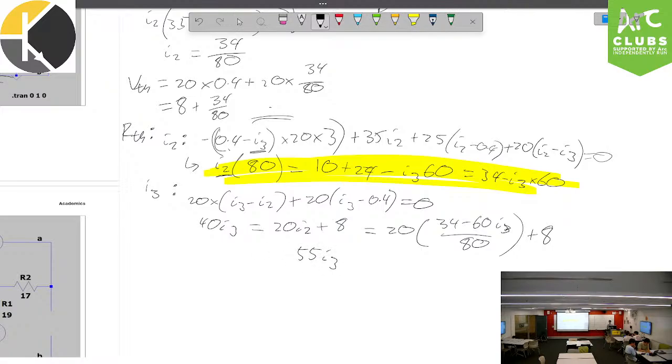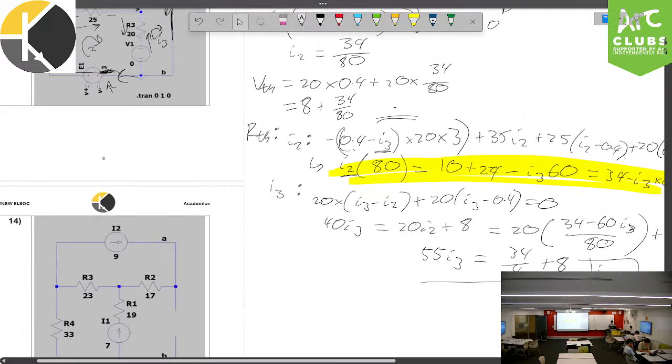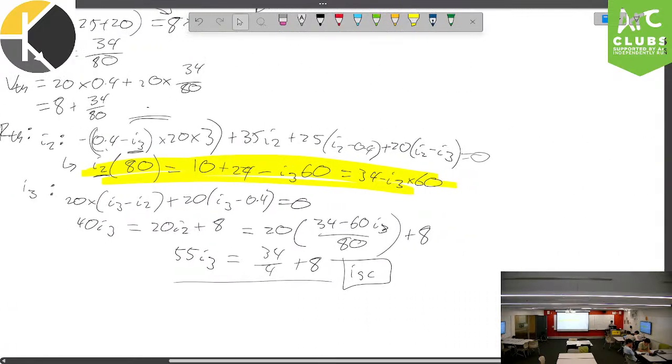Mind you, this is just redistributing terms. 55 I3 equals 34 on 4 plus 8. Bam. And this right here is our I short circuit. Okay? This is our I short circuit. That is what I3 is. And we're going to perform a division.